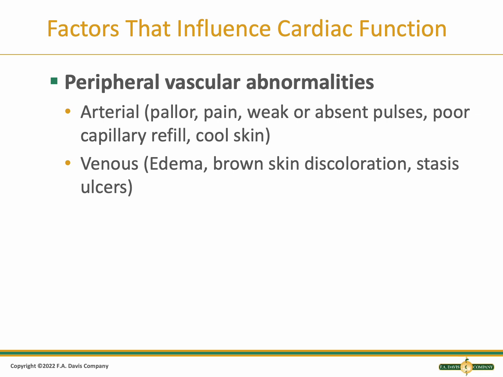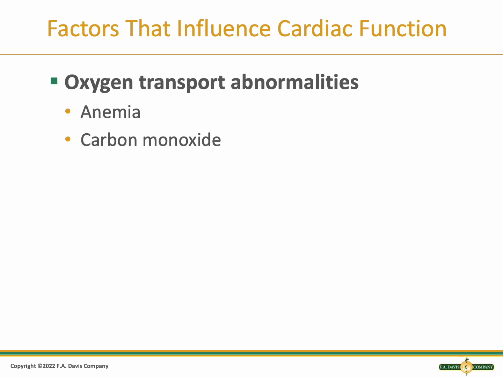We're going to see a brownish skin discoloration, and then we're going to see stasis ulcers. So if you're having a pooling of blood, so to speak, you start to get those stasis ulcers. And then lastly, oxygen transport abnormalities. Remember, even if the heart is functioning well and arterial blood flow is intact, tissues can still become hypoxic if the blood is unable to carry an adequate amount of oxygen.